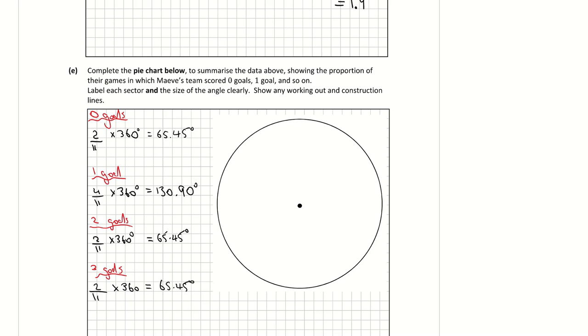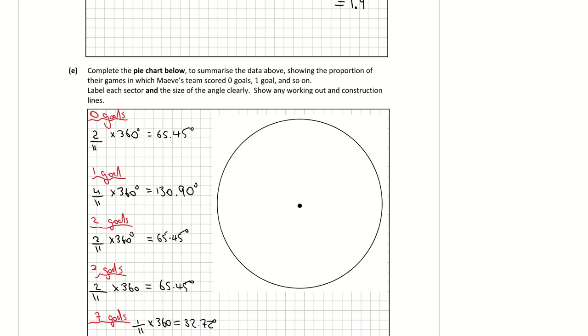And finally, had we anything with four goals? We didn't. 5, 6. We had 1 7-goal. So I have a 7 goals. And I had only one match that happened. So that's 1 out of 11 times 360, which is 32.72 degrees. Now, don't be too worried here if all your degrees don't add up exactly to 360 degrees.